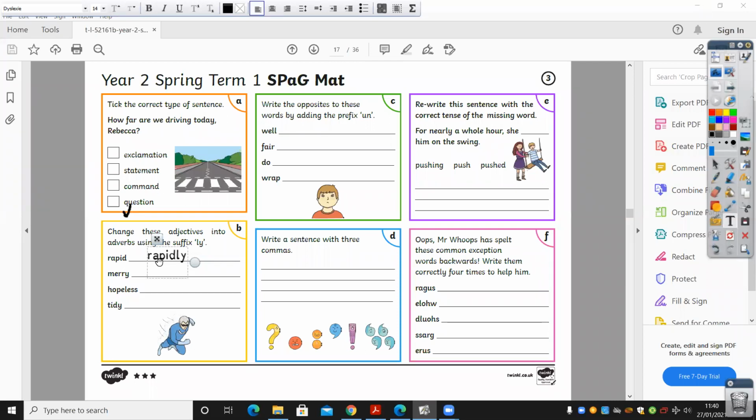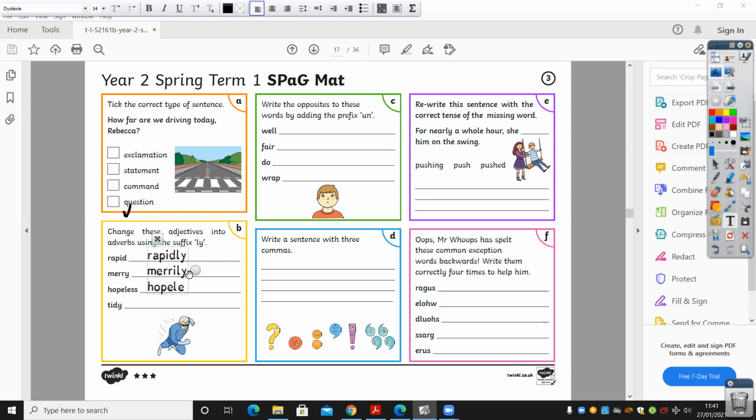Now let's have a look at the adjective merry. Do you think that looks right, children? I've added the suffix ly to the adjective merry. Does it look right? No, it doesn't, does it? That is because when the adjective ends with a y and I add another suffix, I have to change the y to i and then add the suffix ly. So it will be merrily with ily.